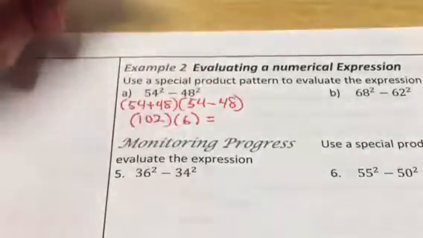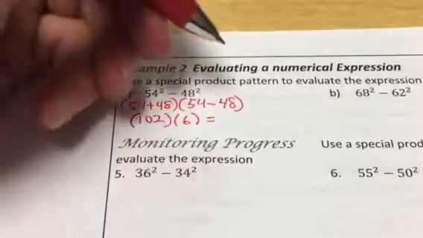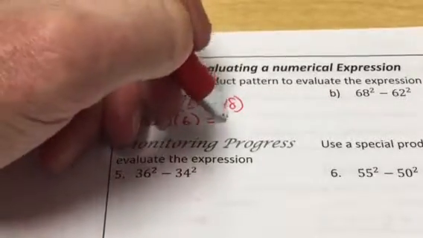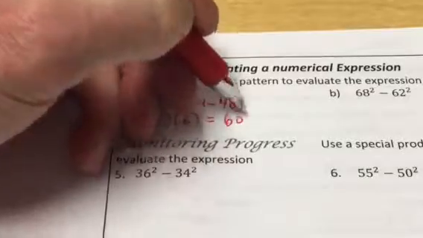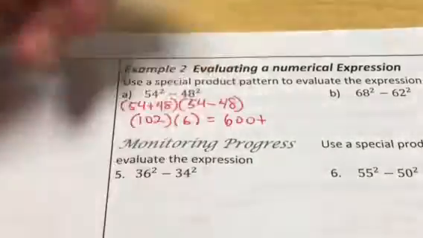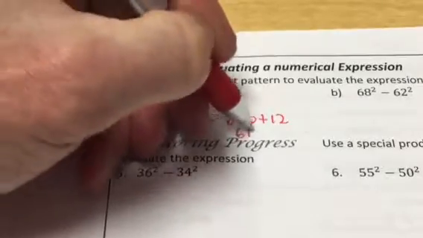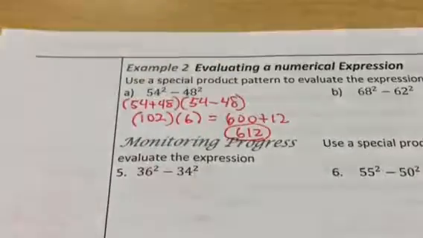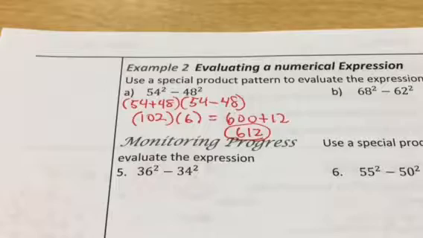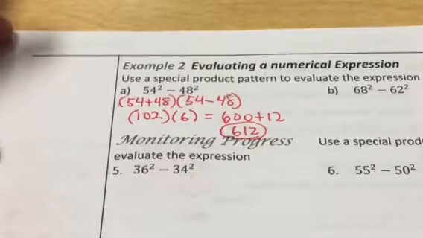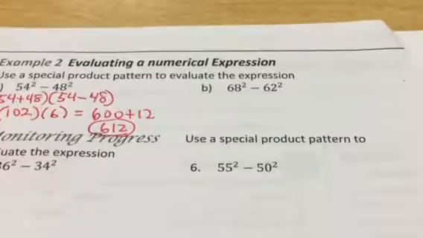So I think you might be able to see that pretty easily as 6 times 100, which is 600, plus 6 times 2, which is 12. So 612 would be the total. So just using this pattern to help us do some arithmetic.